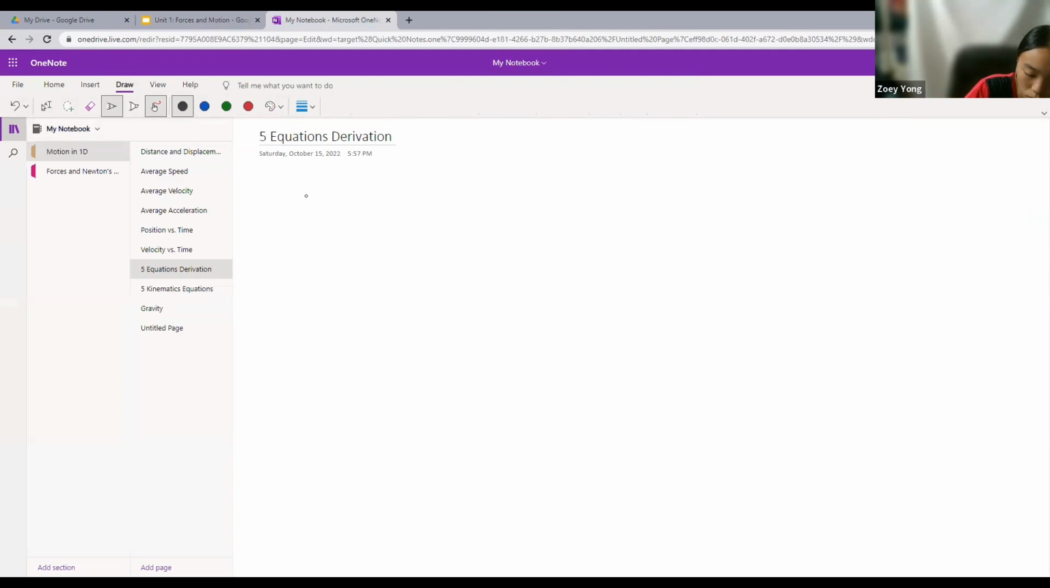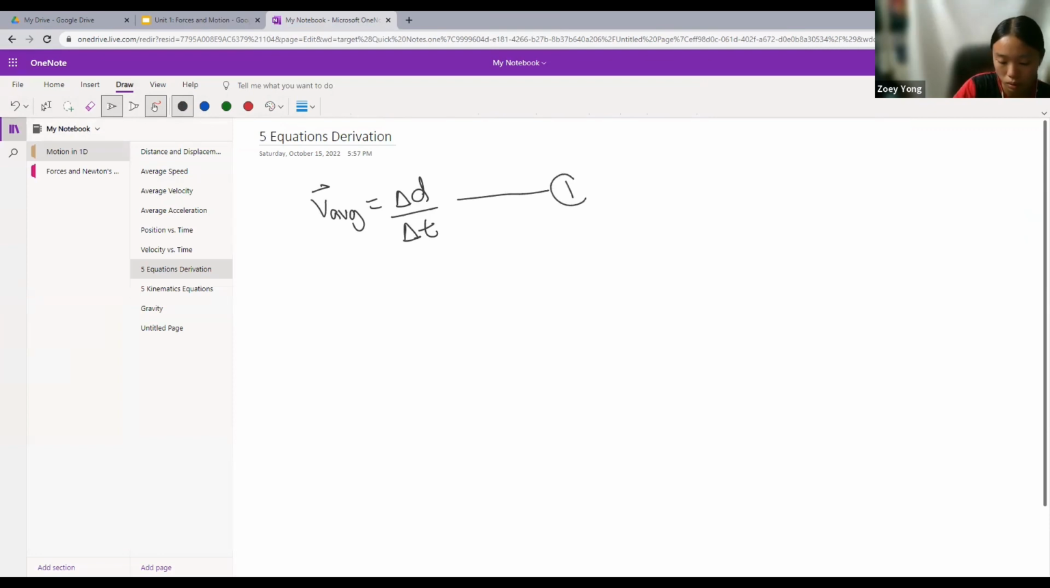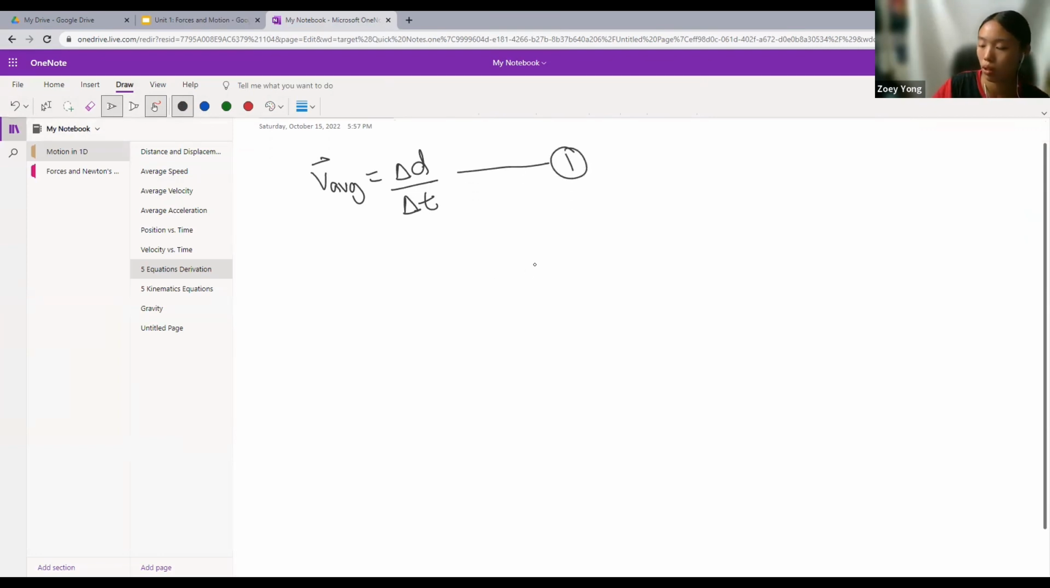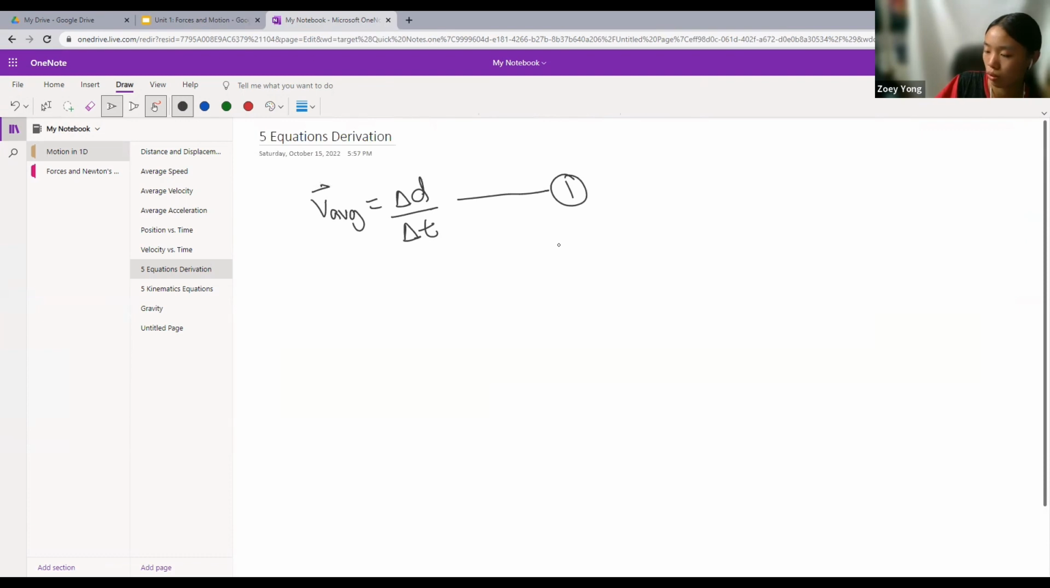So the first equation you just have to know is average velocity is equal to displacement over the change in time. So our first equation. That one we've talked about earlier, you just know that one.